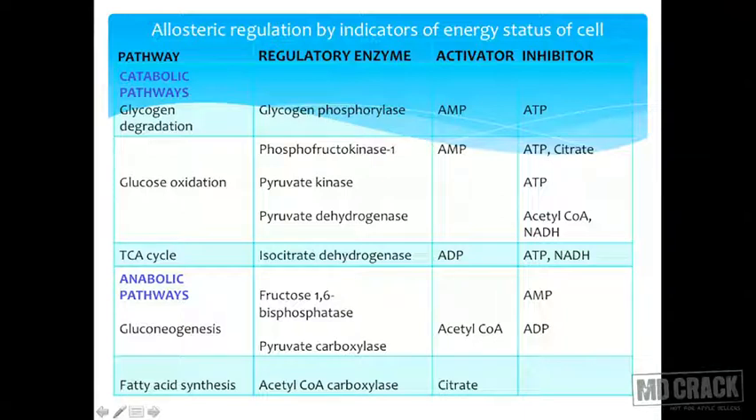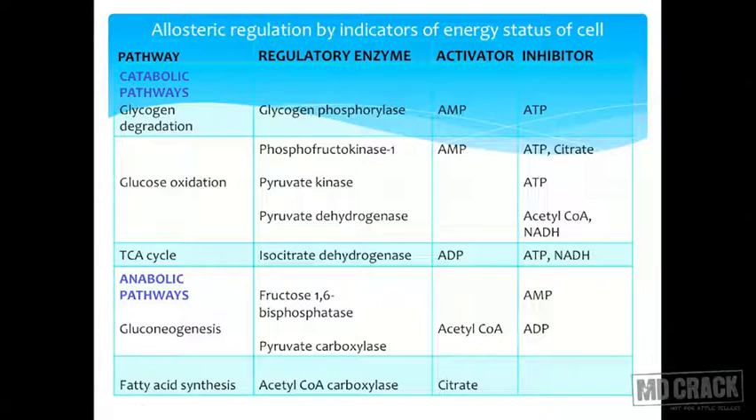Now let us look at glycogen degradation. The regulatory enzyme is glycogen phosphorylase. Its activator is AMP and its inhibitor is ATP. Why? Energy status. With high ATP, you don't want glycogen degradation to take place. Energy is good, I don't want glycogen to be degraded. What about glucose oxidation? Phosphofructokinase 1, pyruvate kinase, and pyruvate dehydrogenase are activated by AMP. Why? Energy status is low. Let glycolysis take place and form ATP. Once ATP is formed, ATP is going to act as an inhibitor.